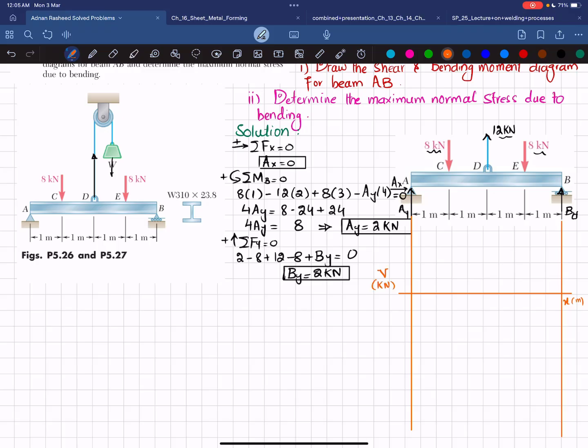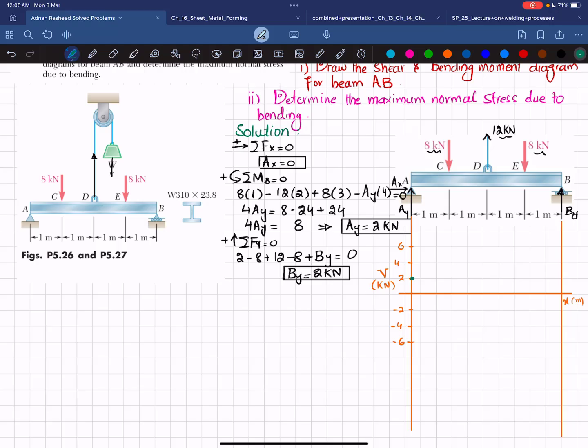Let each division be equal to 2 kilonewton. So 2, 4 and 6. Similarly -2, -4 and -6. Okay, starting from point A, you can see at A we have Ay, which is 2 kilonewton. So I will draw 2 kilonewton. So this will be your first point.